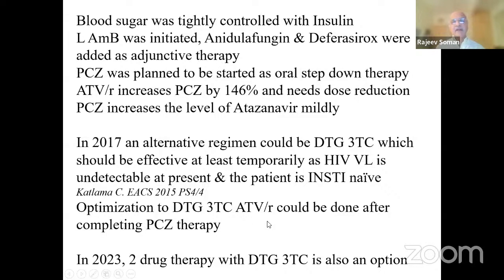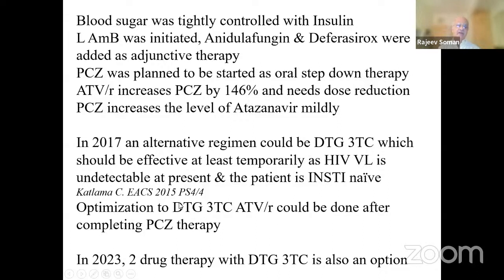And the optimization of adding a boosted PI could be done after completing posaconazole therapy, because as you know, there is a lot of interaction between atazanavir or any other boosted protease inhibitor with posaconazole. So atazanavir increases the posaconazole by almost 1.5 times and needs dose reduction, but posaconazole increases the level of atazanavir mildly. So there is this interaction which is important.